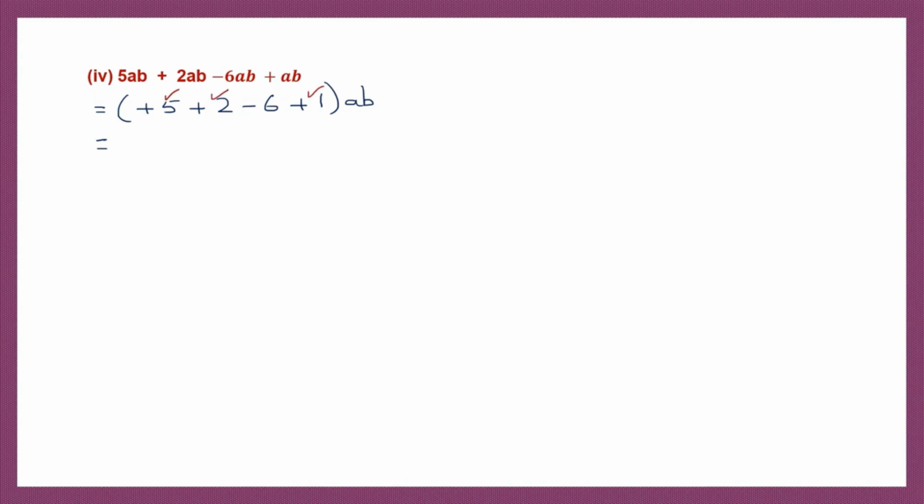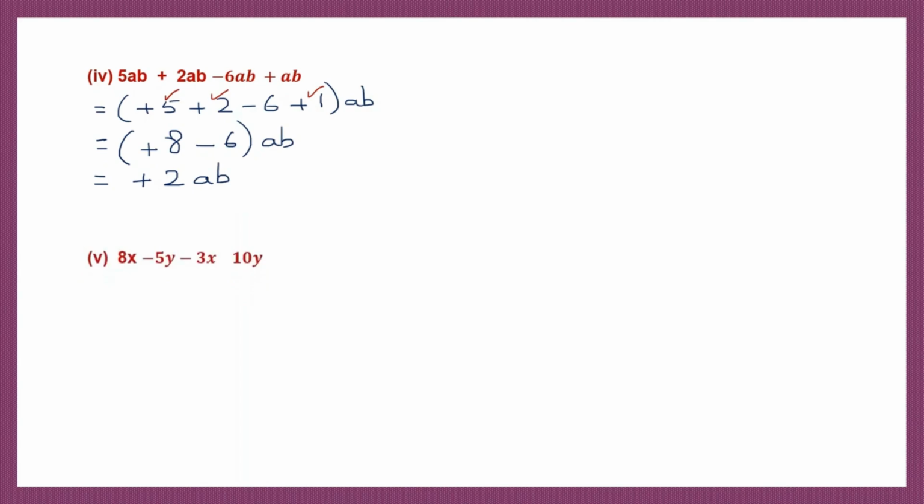When signs are the same, we put the same sign. So let's put plus first and add them up. 5 plus 2 is 7, 7 plus 1 is 8, minus 6AB. When signs are different, as you can see, one is plus and one is minus, put the sign of the bigger number, that is plus. 8 minus 6 is 2, 2AB. So the answer is plus 2, or just 2AB.